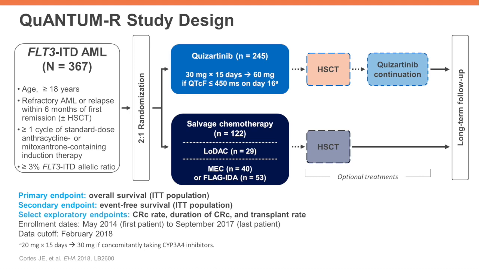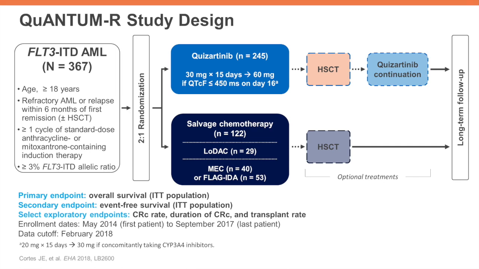Patients were randomized to either single-agent Quizartinib or salvage chemotherapy of their investigator's choice, which had to be selected prior to randomization. There were three choices: low-intensity chemotherapy with low-dose Ara-C, or high-intensity chemotherapy with mitoxantrone, etoposide, cytarabine, or FLAG-IDA.